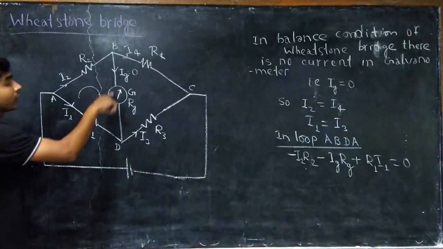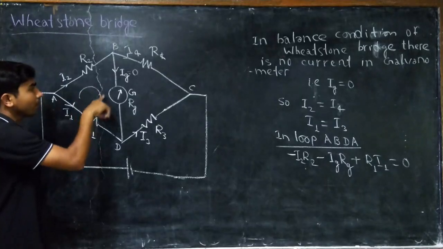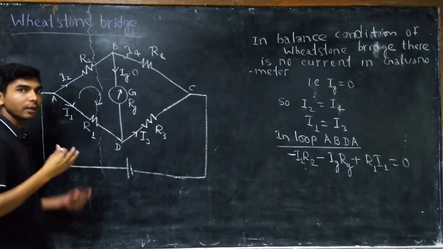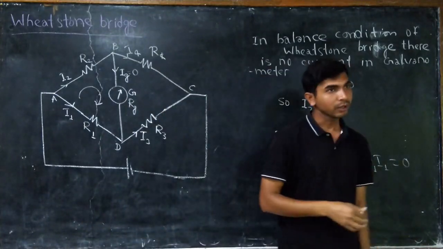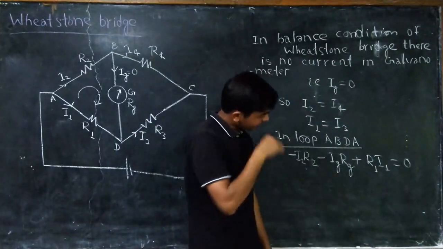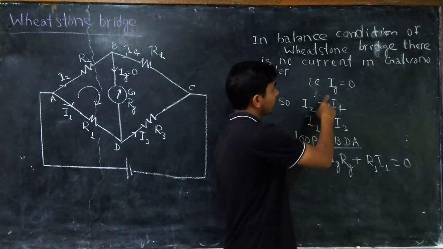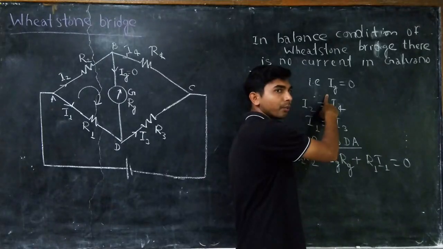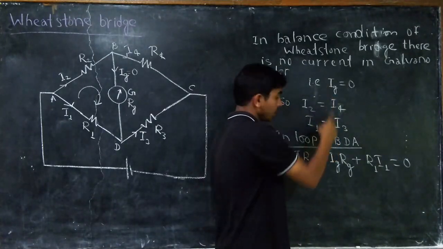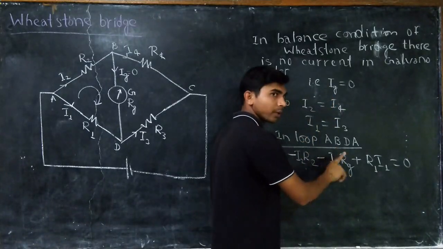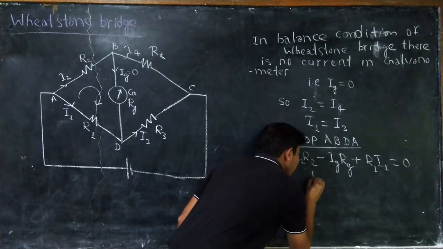Now the loop is completed. According to Kirchhoff's law, the algebraic sum of potential drop in a loop will be 0, and that value is coming 0. Now you can see here your IC is already 0 because we are considering the balanced condition of the Wheatstone bridge. So this term is gone, and you have only I1 R1.